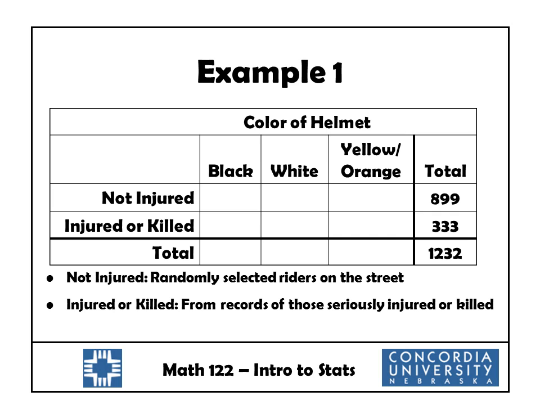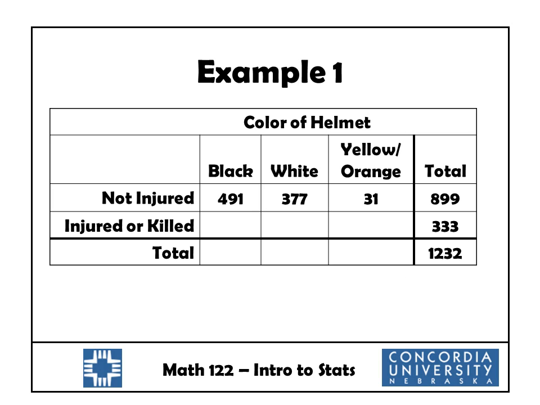Out of those 899 that were not injured or killed, 491 wore a black helmet, 377 wore white, and 31 wore yellow. Out of those who were injured or killed, 231 wore black, 112 wore white, and 8 wore yellow or orange. So we observed a total of 704 people who wore a black helmet, 489 who wore white, and 39 who wore yellow or orange.